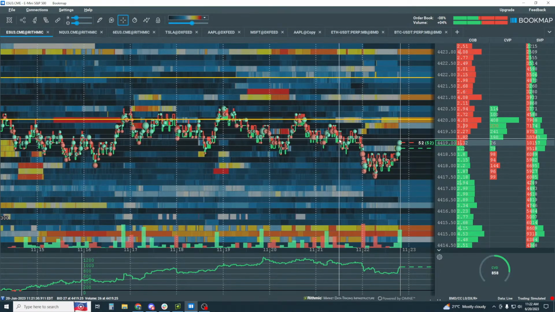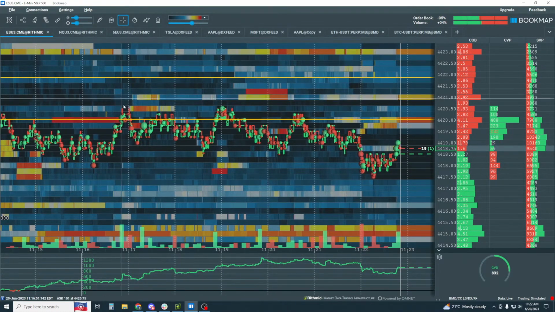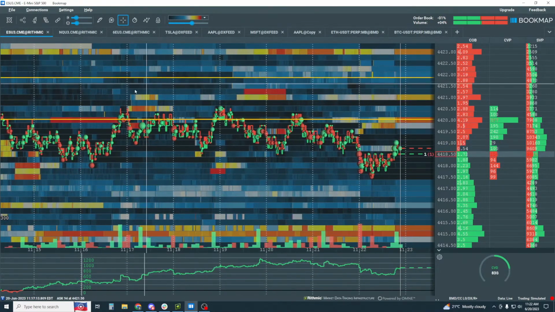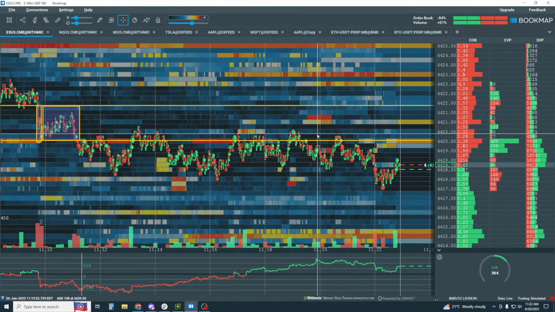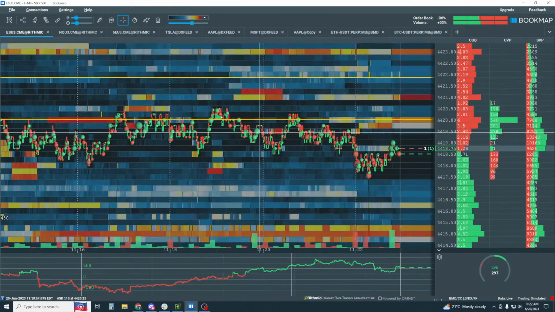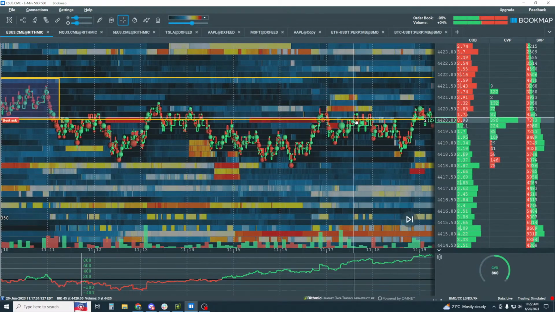We can also relate this to time of day here. This kind of activity is, we're at our European close here, and you'll see a lot of this kind of behavior at the European close.